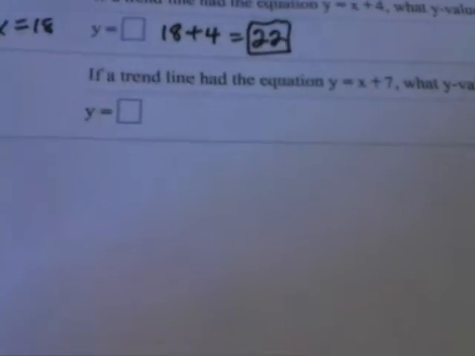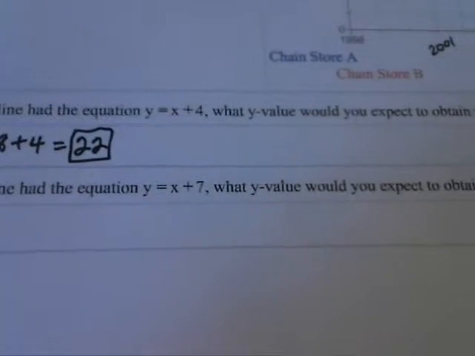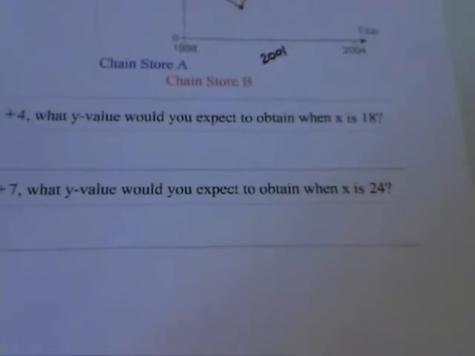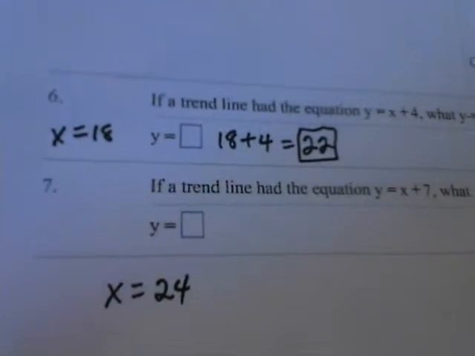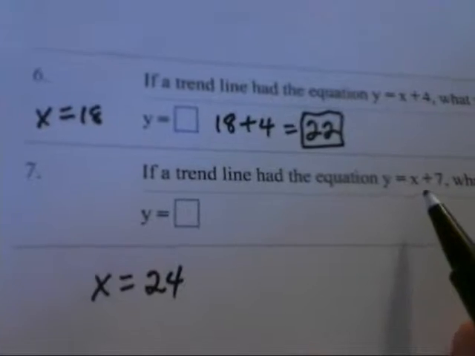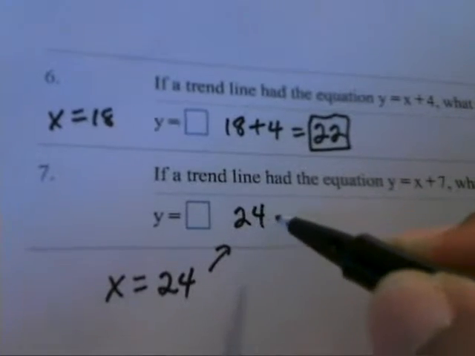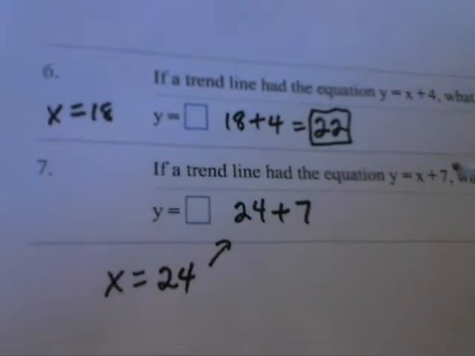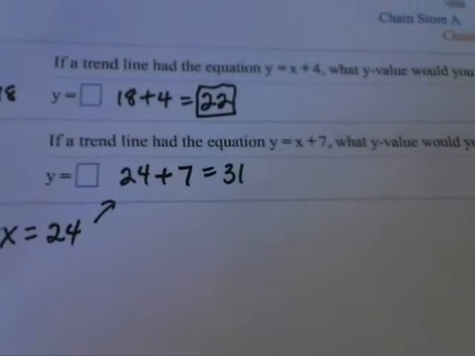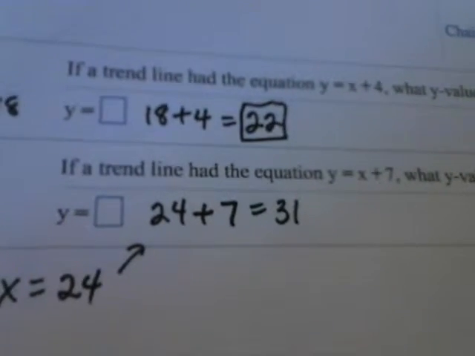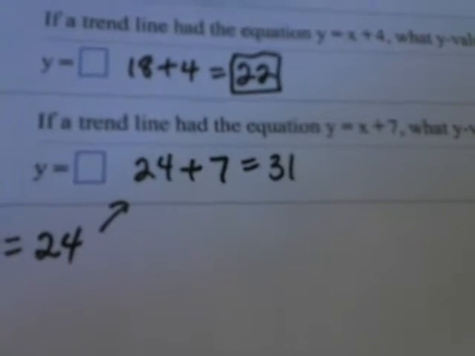And finally, number 7, if a trend line had the equation y is equal to x plus 7, what y value would you expect to obtain when x is 24? Okay, in this case, x is 24, and our trend line has the equation y is equal to x plus 7. We replace that x with 24 and then add 7 to it to get 31. So the y value that we would expect to obtain when x is 24 with this trend line equation would be y is equal to 31.